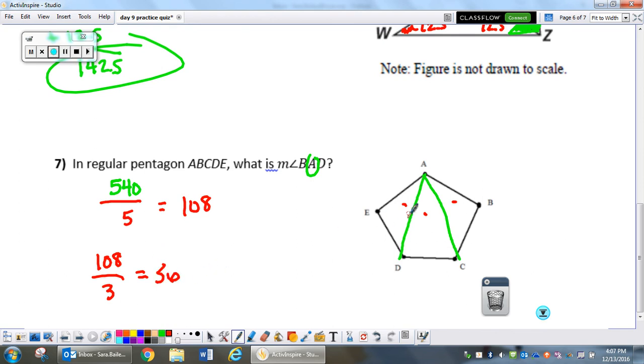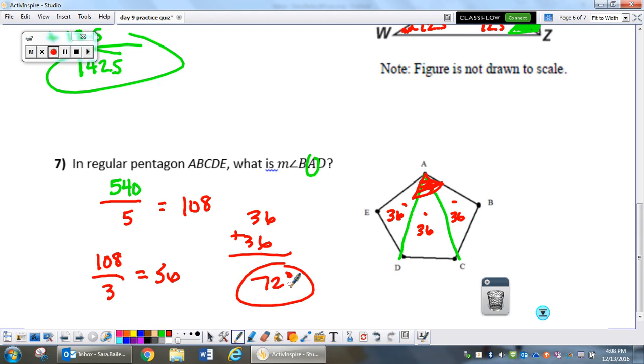So each little guy is 36, 36, 36. And then we want from B to A to D. So we need 2 of those guys. 36 plus 36, I should know this in my head, 72 degrees. Bam.